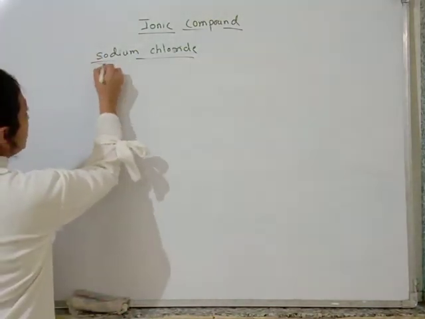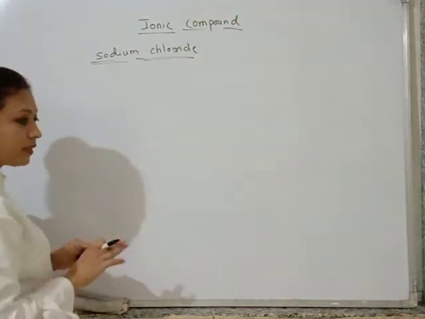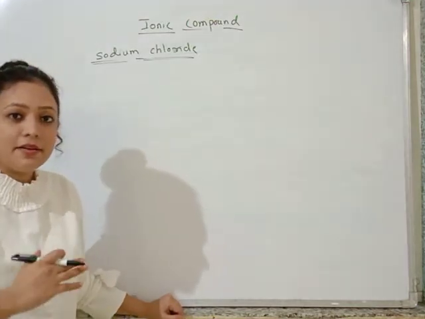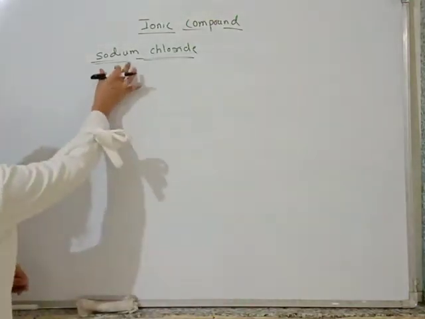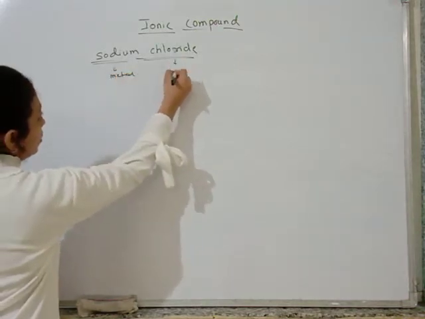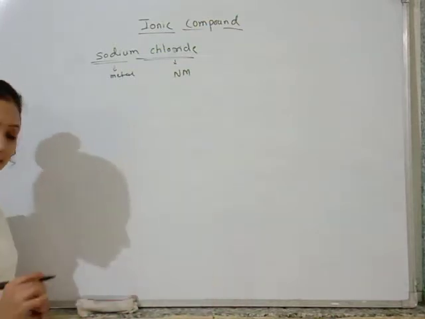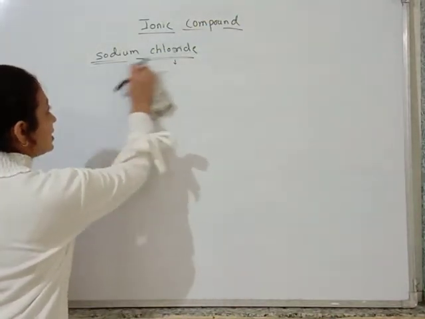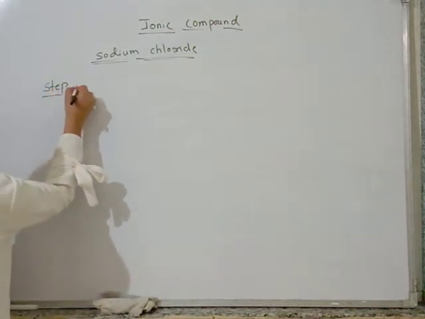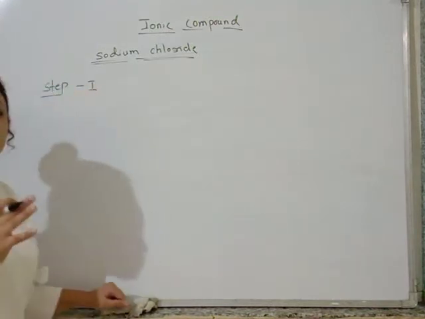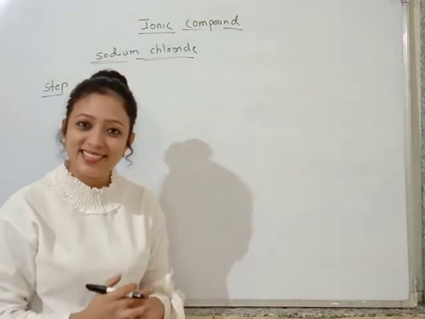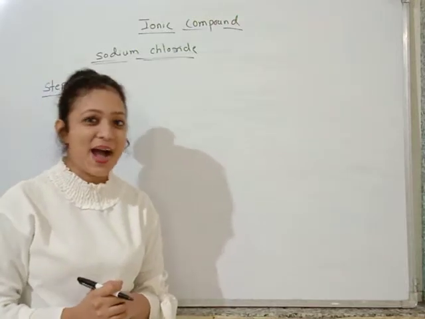In a question on sodium chloride, you have to first identify what the metal and the non-metal are. Here in this question, sodium is the metal, while chlorine is the non-metal. Now we are going to write the steps involved. The first step that we always write in the formation of an ionic compound is the representation of the metal present in that particular ionic compound.